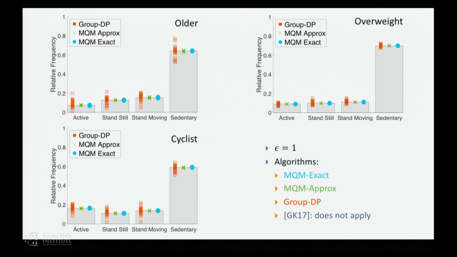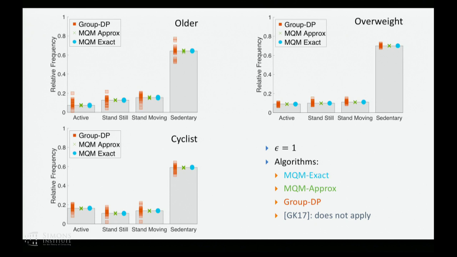So comparing group differential privacy and two versions of MQM, we can see that in general, our MQM does much better than group differential privacy. Quantitatively, the noise is roughly 10 times different. And we can also see that the noise we add is pretty small compared to the true signal. So basically, after adding the noise, we can still see different patterns across different groups. For example, the cyclists are more active compared to the other two groups.